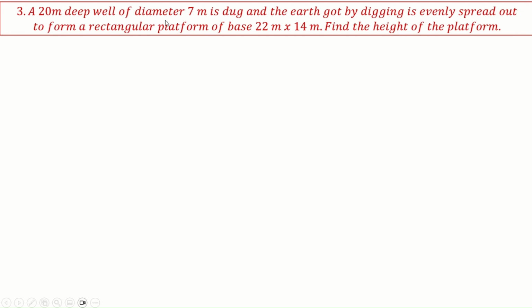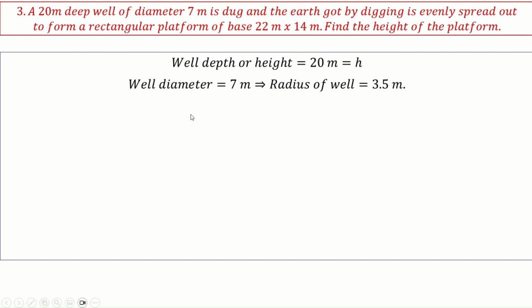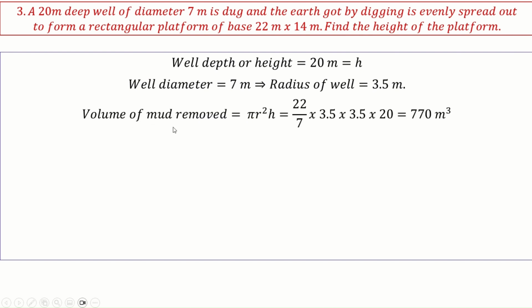A 20-meter deep well of diameter 4 meters is dug, and the earth got by digging is evenly spread out to form a rectangular platform of base 22 meters by 14 meters. Find the height of the platform. Okay, yeah, this is very simple. First one is a cylindrical structure, correct? So volume of the mud removed is pi r square h. This is the volume of the mud removed.